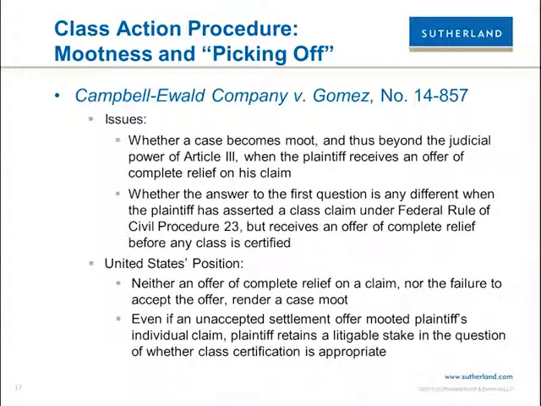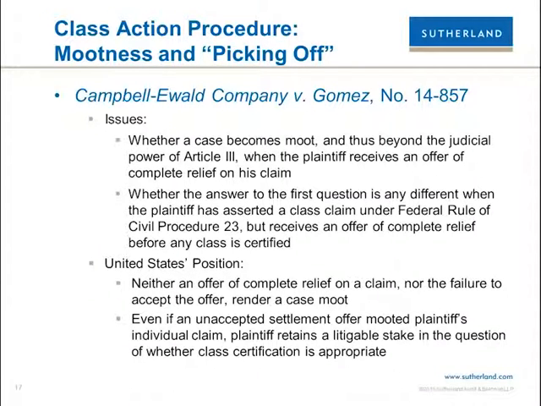So, interestingly, the Ninth Circuit decision and Campbell Ewald's claims all circle around a Supreme Court case from a couple of terms ago. And that is, which you may recall, the Genesis Healthcare versus Symczyk case. You can find this case at 133 Supreme Court Reporter 1523. In that case, which was issued in 2013, the court held in a related collective action case under the Fair Labor Standards Act that an unaccepted offer of full relief mooted a collective action.